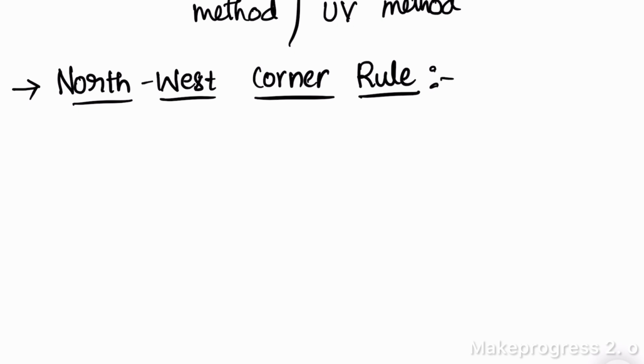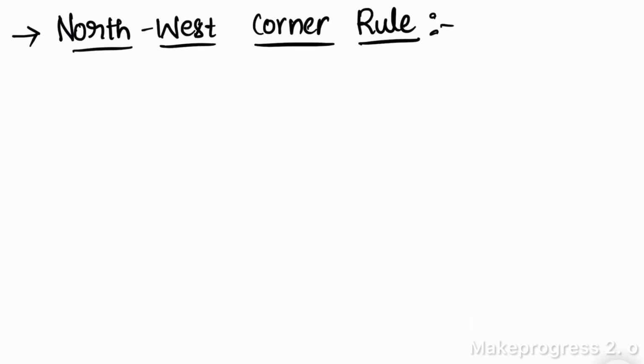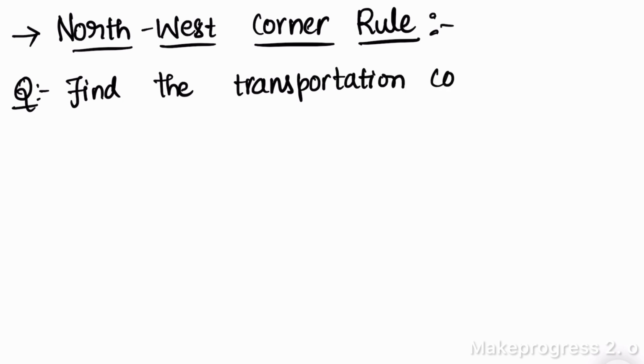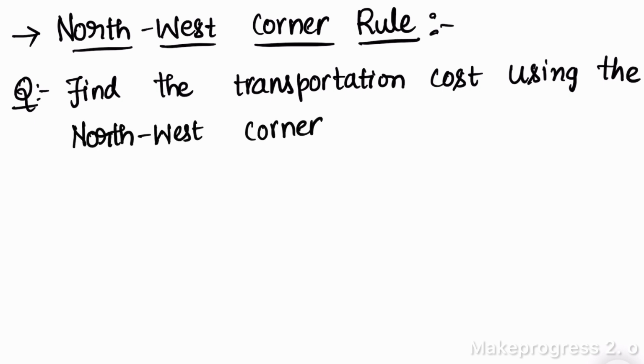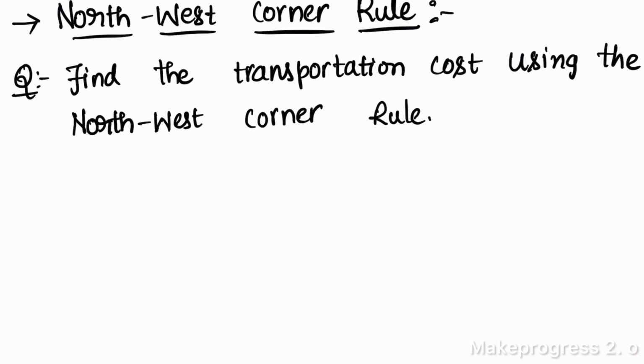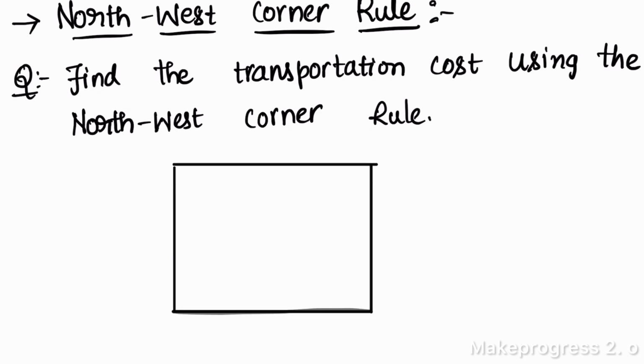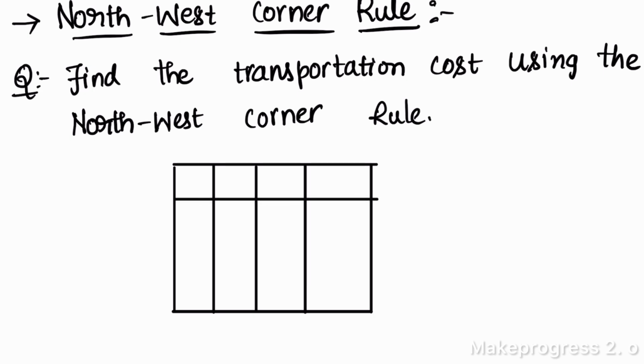In this northwest corner rule, we'll be knowing the total minimum cost of that particular transportation. So the first question is, find the transportation cost using the northwest corner rule. Below they'll be giving you the table, which consists of a number of cells in between the rows and columns. So let me draw the table in the question. These are the columns you have and rows. Above you'll be writing them as destinations, and on the left side these are the sources.